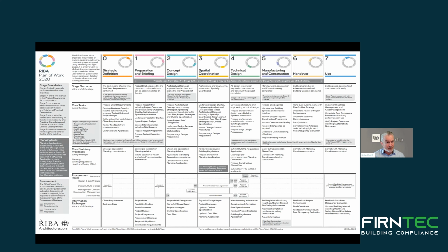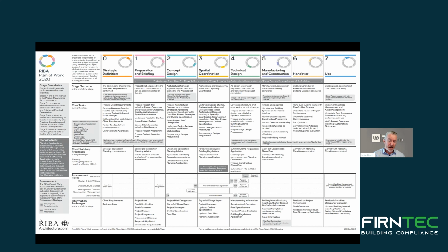So here it is. Here is the RIBA plan of work, and I'm hoping many of you will have seen this before. Along the top, you've got the main critical stages of the projects. And down the left-hand side, you've got sort of key elements of what we would hope to see at critical stages along the projects. So we can see that even in this is the 2020 version.